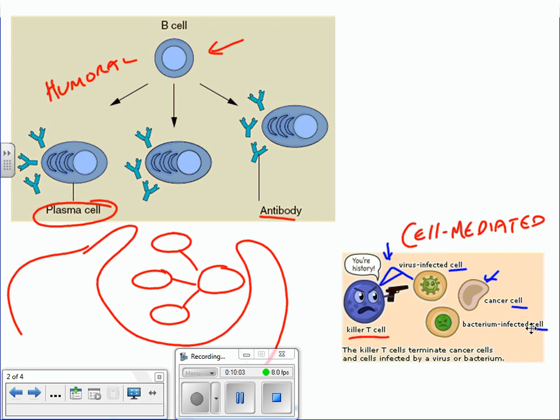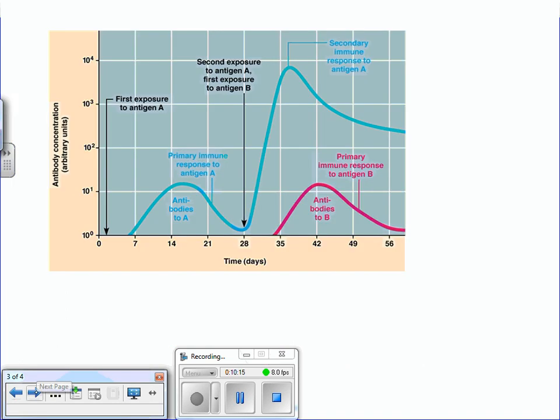So that is specific immunity right there. If the B cells and the T cells are involved, that's specific immunity. Make sure you understand the difference between humoral and cell-mediated. All right, that being said, we move on then to how primary exposure looks versus secondary exposure.